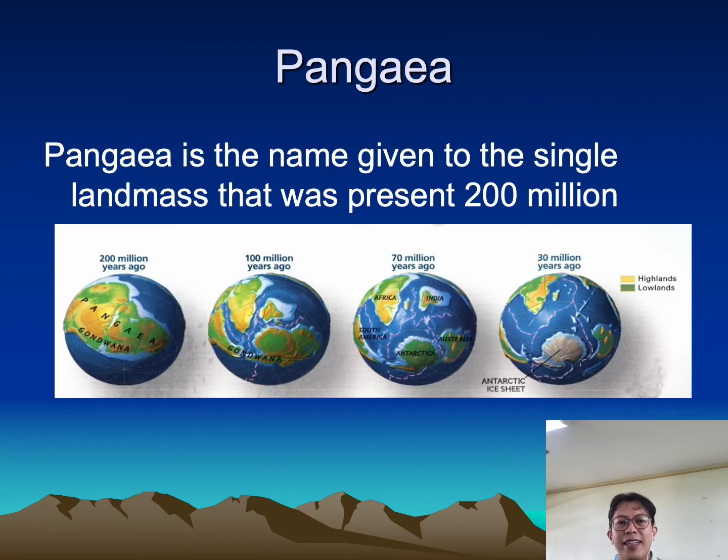Now, the Pangaea is the name given to the single landmass that was present 200 million years ago. So basically, our Earth is really very old. Imagine how our Earth looked 200 million years ago. The question is, were there people alive during that time? What existing life or organisms were there during that time? Were there already plants? Were there already animals? We will learn that later.